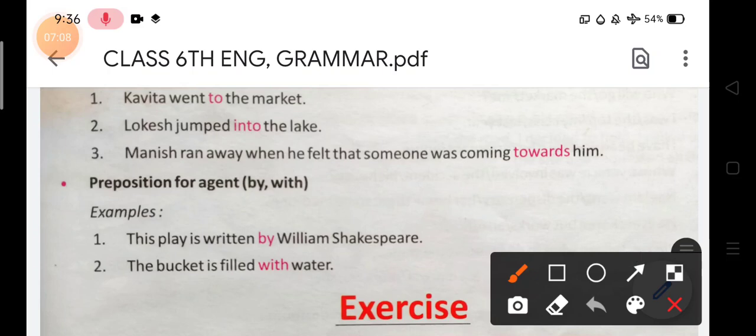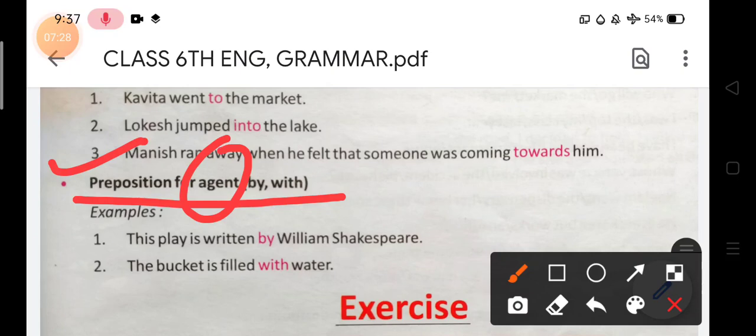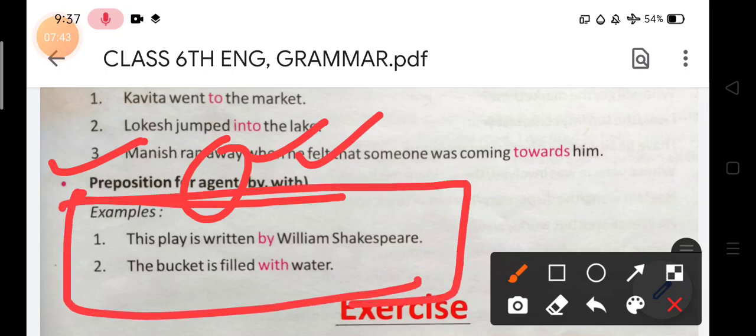And in the previous class I had not taught you this, so today you will understand this in detail. Prepositions for agent: by, with. Agent means any person, because agent कौन होता है? Any person. And for showing the agent, we use the prepositions by and with. So see examples and understand this also.